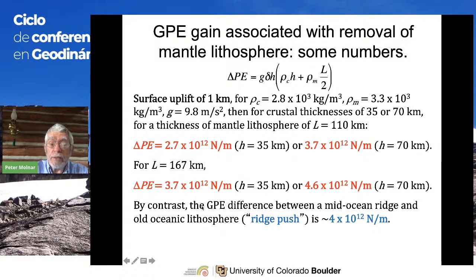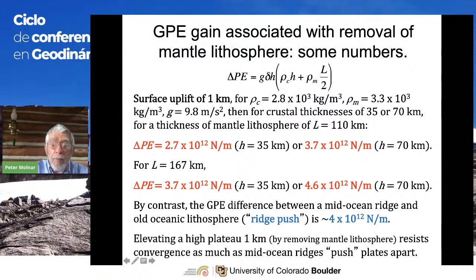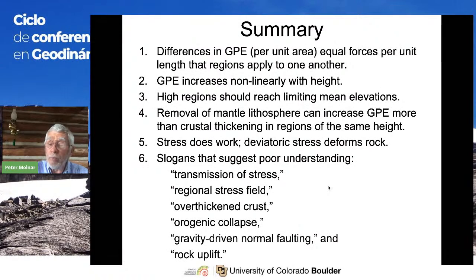I mention this because the gravitational potential energy difference between a mid-ocean ridge and old oceanic lithosphere is what is commonly called ridge push. The force per unit length that pushes lithospheric plates apart at the mid-ocean ridge is the same. It's 4 times 10 to the 12th, the same magnitude. And what this means is that elevating a high plateau 1 kilometer by removing mantle lithosphere resists convergence as much as the mid-ocean ridges push plates apart. This is not a small amount. This is an amount comparable to the forces per unit length that drive plates around the world.